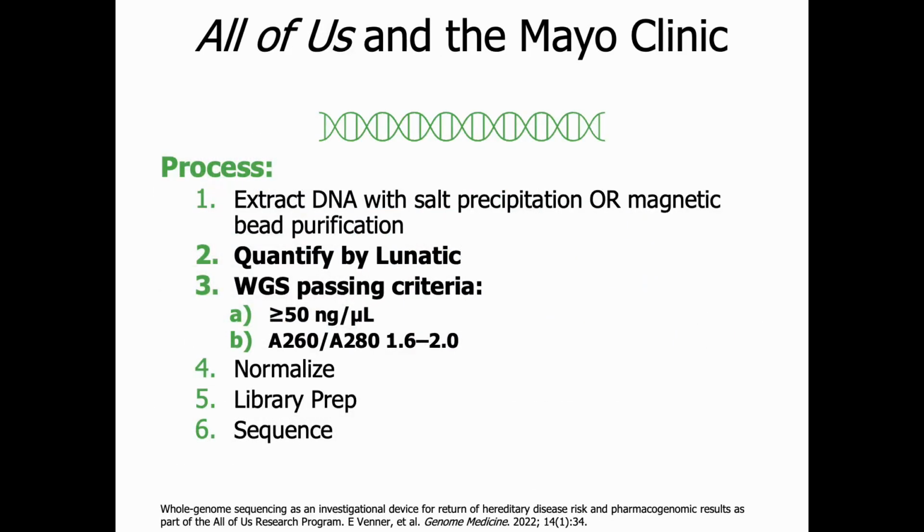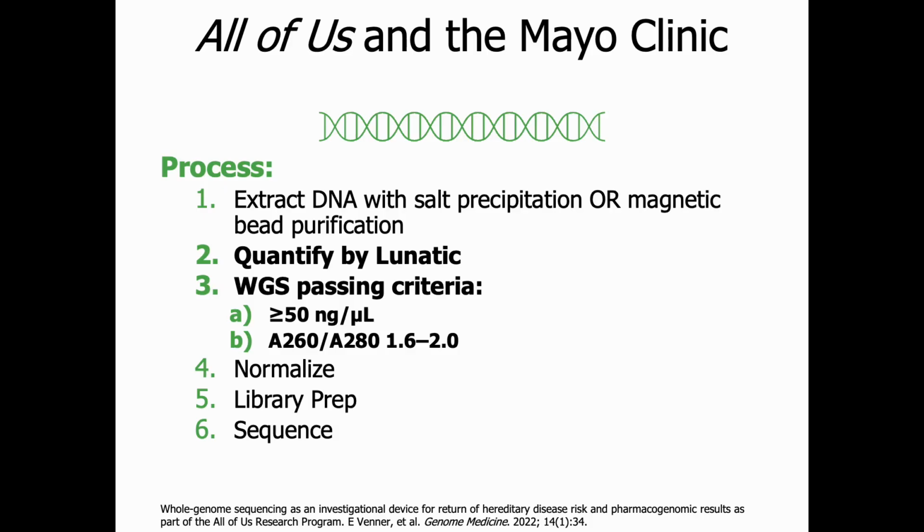Another example is the All of Us research program, sponsored by the NIH, which works with the Mayo Clinic Biobank and aims to enroll 1 million or more participants into a resource combining health records, biospecimens, and genetic data. In their workflow, DNA was extracted from blood using either salt-based precipitation or a magnetic bead-based method.